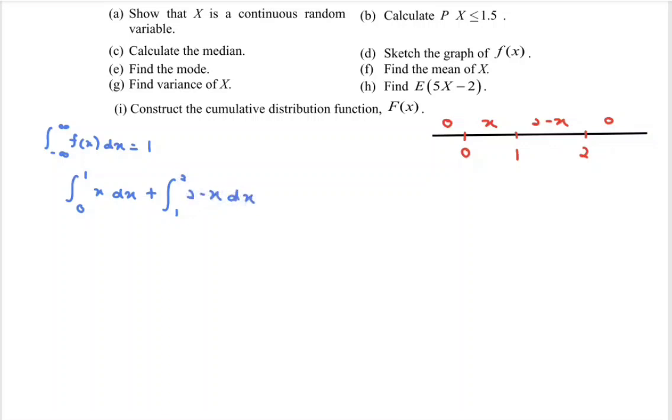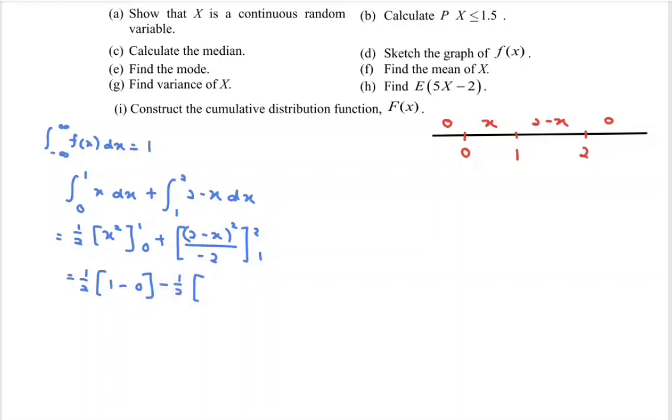Continue, integrate the situation given. So here we have x squared, bracket, we have 1 over 2 and then 1, 0. Plus we have 2 minus x, bracket, squared, over negative 2, bracket, we have 2 and 1. Kindly substitute the situation. We have 1 over 2, bracket, 1 minus 0. Minus, we have 1 over 2, bracket, if we substitute 2 we will have 0, minus, if we substitute 1 we will have 1.